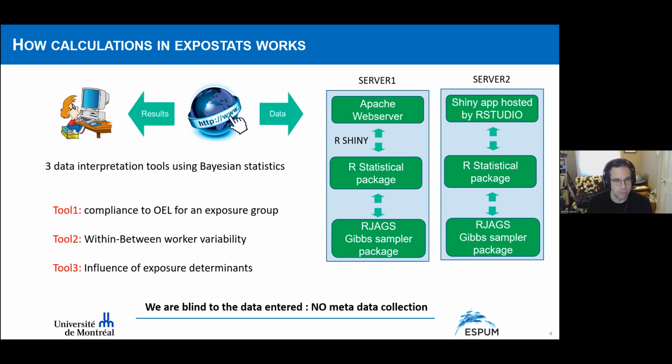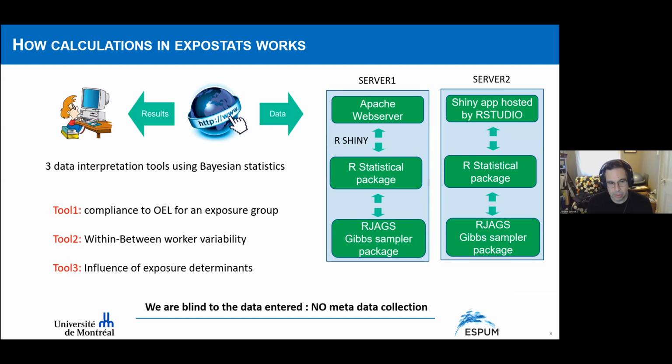Tool 2 is, if you remember yesterday, I mentioned the British-Dutch guideline that had the very specific step about verifying whether individual workers in your group might be overexposed, despite the group being fine. So tool 2 allows you to apply this guideline, and is actually a Bayesian ANOVA model, and so you can evaluate with tool 2 within and between worker variability.